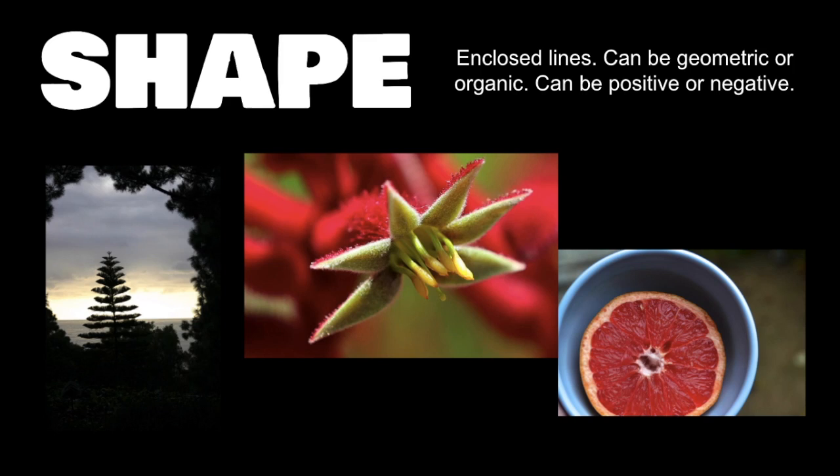The next element of art is shape. Shape is enclosed lines. They can be geometric or organic. They can be positive or negative. Shapes are used extensively in these pictures. The one of the tree is definitely an example of positive and negative space. Look at the organic and geometric shapes in both the fruit and the flower.